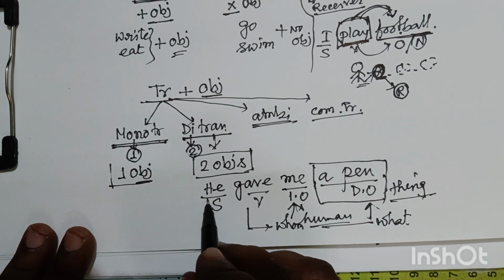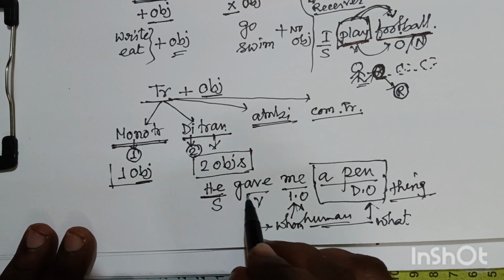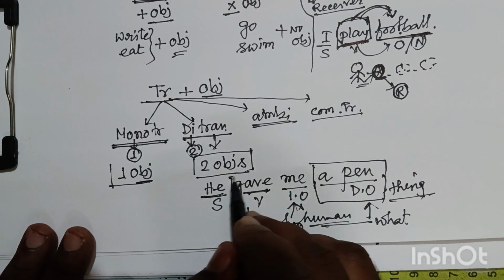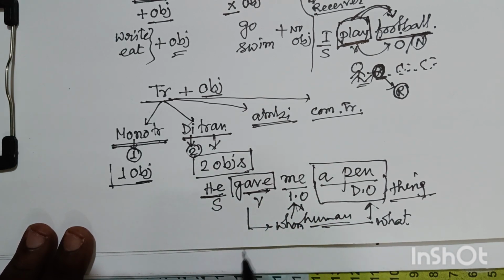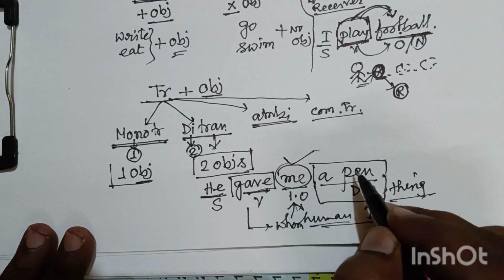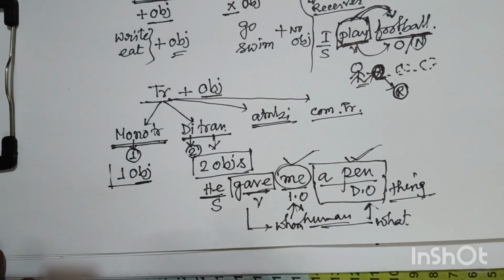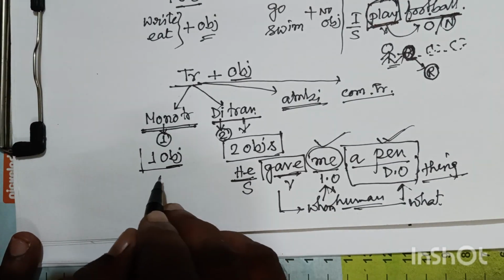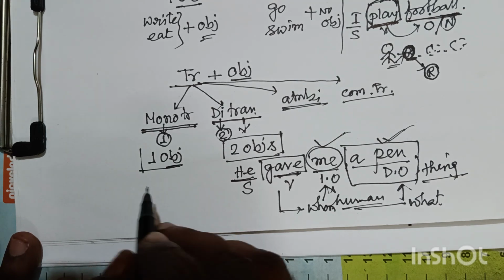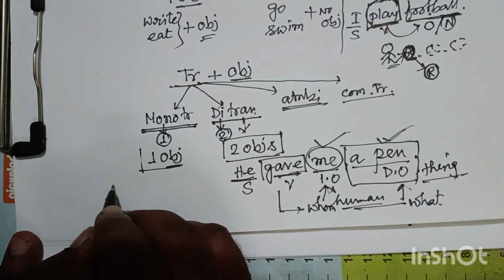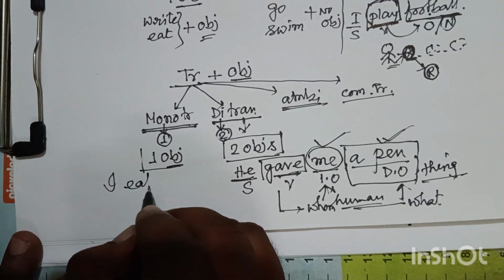So here you can see, friends, the verb gave is a ditransitive verb. That's why we have used two objects: one is me, another one is a pen. And look at this part, the monotransitive part. We have to write only one object, just like this one: I eat rice.